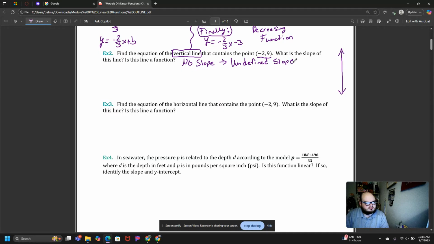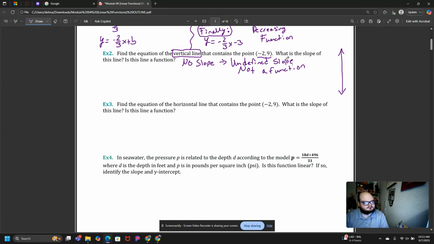Because you're going up, but you're not going over any. You're just going up and not over any. So the slope can't really be defined, because by definition the slope is rise over run. This just has rise, it doesn't have any run. So the slope is undefined. And it wouldn't be a function because of that fact.